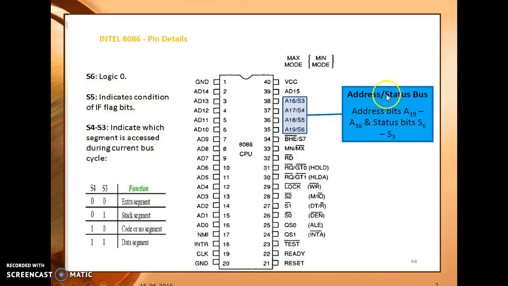Next, address as well as status pins are multiplexed here from A16 to A19. Pins 38 to 35 are multiplexed pins: address bits A19 to A16 and status bits S6 to S3. The status pins S4 and S3: when 00, the data is taken from the extra segment. 01 means stack segment, 10 means code segment, 11 means data segment. So S4 and S3 are used to indicate which segment is currently accessed during the bus cycle.